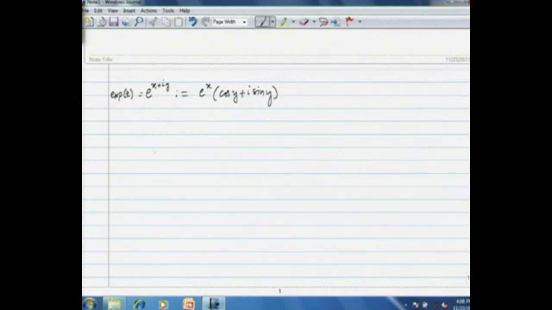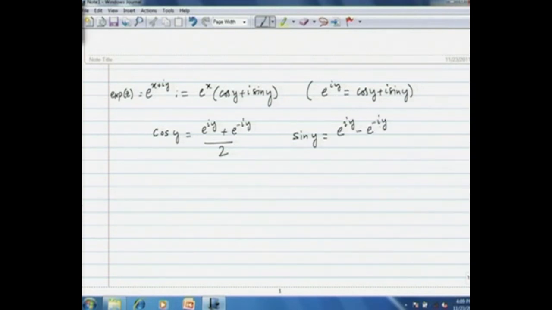So from this we can quickly see that cosine of y is e power i y plus e power minus i y by 2. Just to put this clearly, if you take x equals 0, you get e power i y equals cosine y plus i sine y. From here we can see that cosine y can be recaptured by taking e power i y plus e power minus i y divided by 2, and likewise sine y can be recaptured by taking e power i y minus e power minus i y divided by 2i.